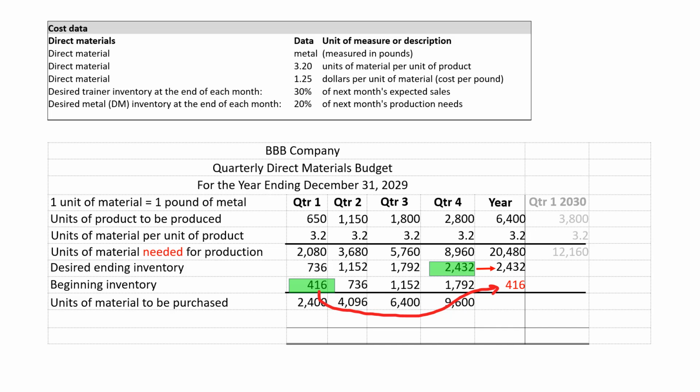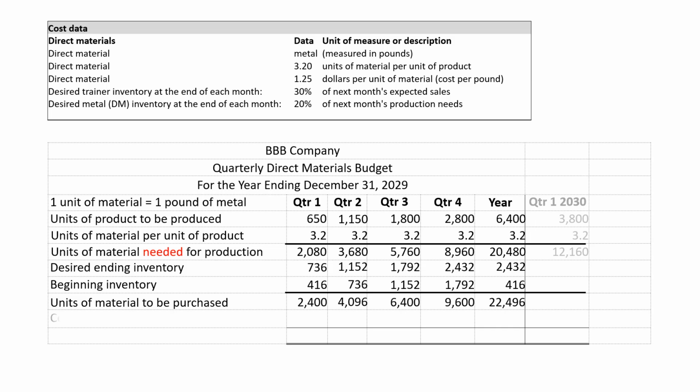Units of material needed for production, 20,480 pounds, plus desired ending inventory, 2,432 pounds, minus beginning inventory, 416 pounds, equals 22,496 pounds of metal to be purchased in 2029. 2 lines to go. We now know how many pounds of metal we need to buy each quarter. The next step is to figure out how much the purchases will cost us.